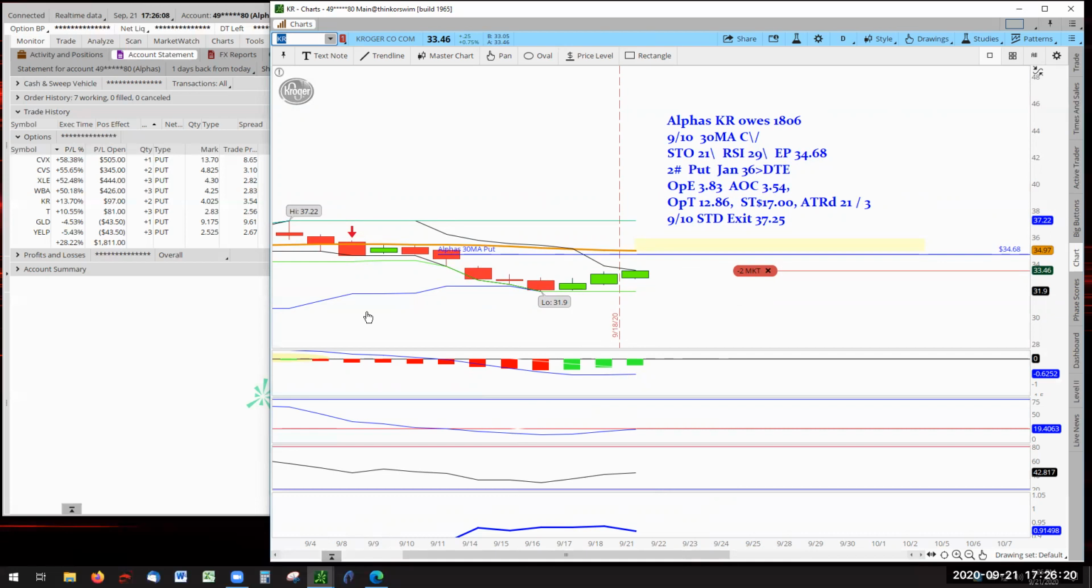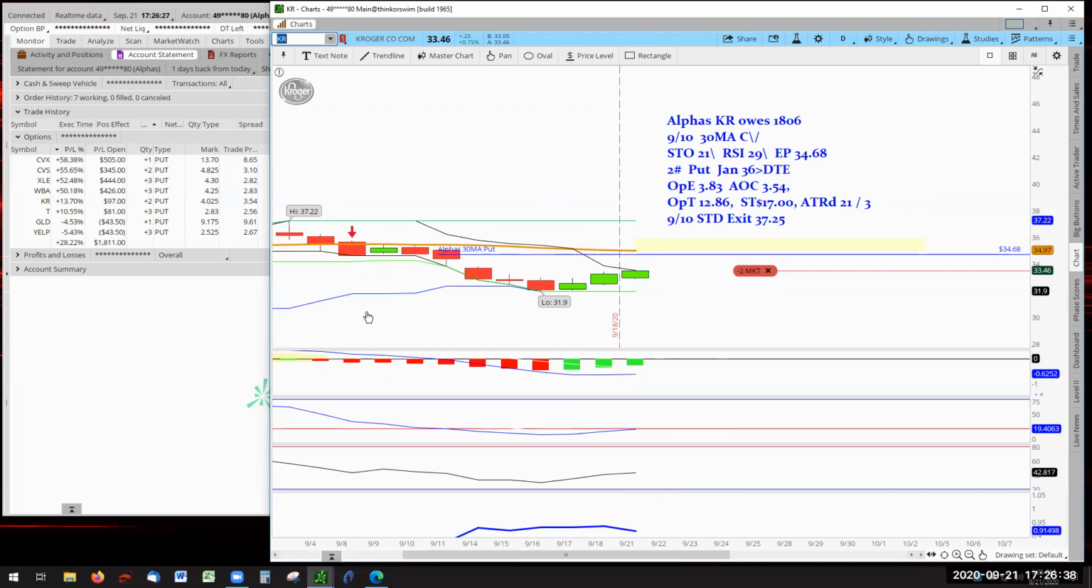Remember, there are 5 rules of the engagement. 1, protect capital. 2, protect profit. 3, take profit. 4, exits do not retreat. And 5 is do your trading plan. Follow your trading plan.